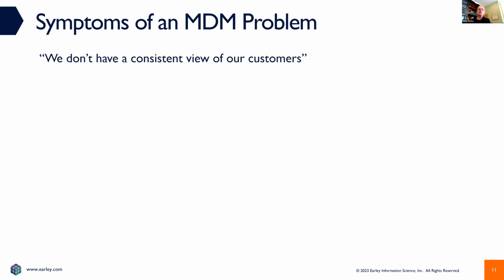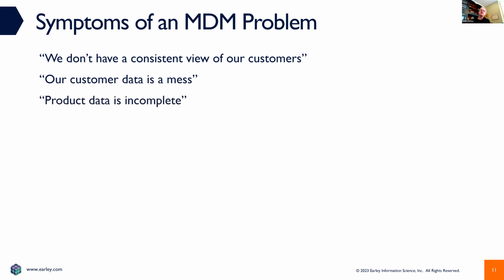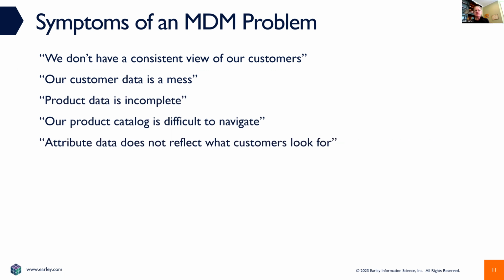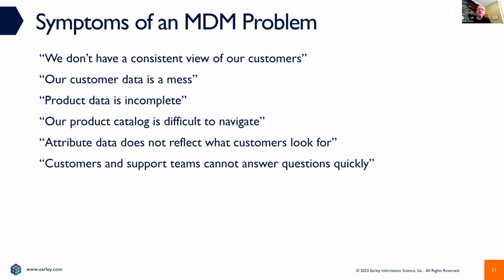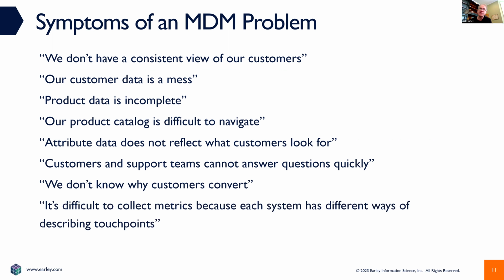The symptoms are we don't have a consistent view of customers, our customer data is a mess, product data is incomplete, product catalog difficult to navigate, attribute data does not reflect what customers are looking for, customer support team can't get answers, we don't know why customers convert, it's difficult to collect metrics because each system has a different way of describing touch points. Those are just some symptoms. Do you want to articulate any others, Dan, or do you have some color commentary on this type?